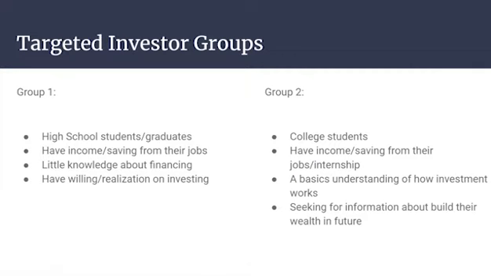Here are our target investor groups. Group 1, we target high school students and graduates who have income and savings from their jobs. They may also have little knowledge about finance, but they want to invest for their future. Group 2 is college students who also have income and savings from their jobs or internships. They have a basic understanding of how investment works, and they are seeking information about building their wealth in the future.